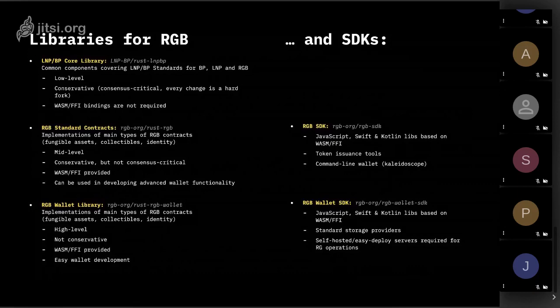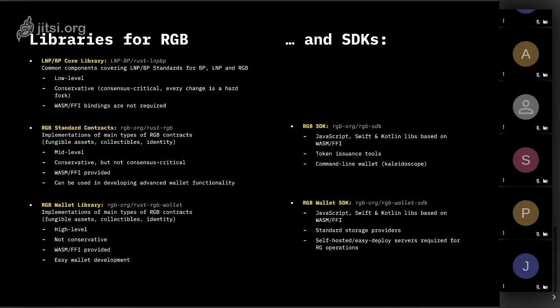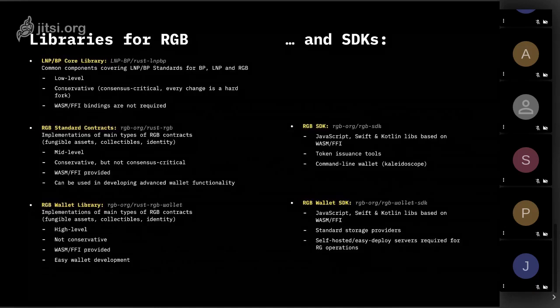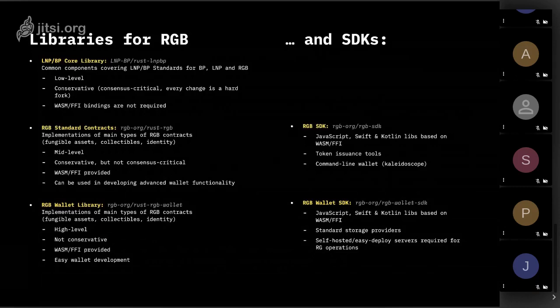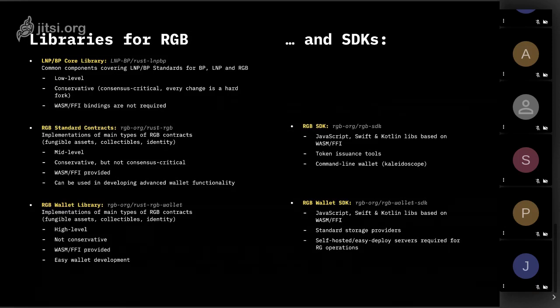In the second column you see the SDKs, and basing on this library we will do an RGB SDK with JavaScript, Swift, and Kotlin. So mobile, web, and server-side developers will be able to use RGB, which is written in Rust, not through low-level stuff, but through more high-level native code. There will also be Kaleidoscope and command line tools which help people to issue tokens, play with them, and do transfers. As I said, I hope that we will be releasing the initial public version of Kaleidoscope on the 1st of May.